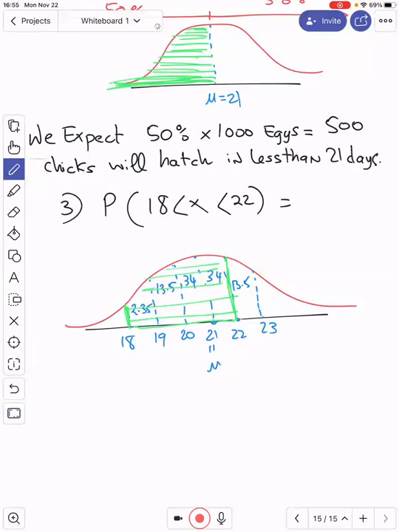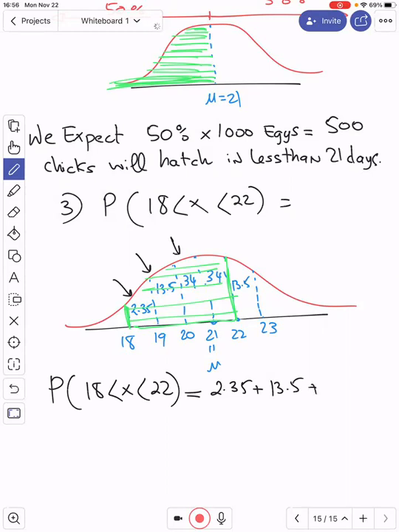So the probability that your x is between 18 and 22 will be equal to, first we have the 2.35% plus 13.5 plus the 34 plus another 34. Right, that's 68, 78, 81, 83, thank you, 83.85%. Thank you.